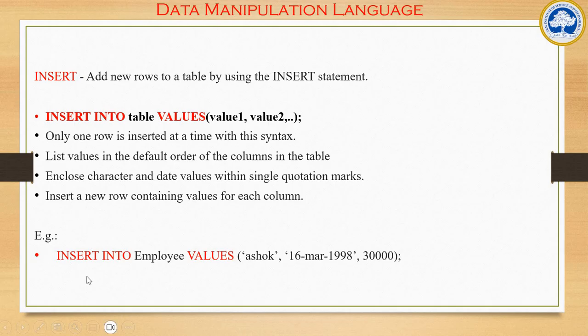In the same example here, insert into employee, where employee is the table name, values. We already created the three columns: name, date of birth, and salary. According to that, we enter the values directly, separated with commas. So this is one way of insertion.